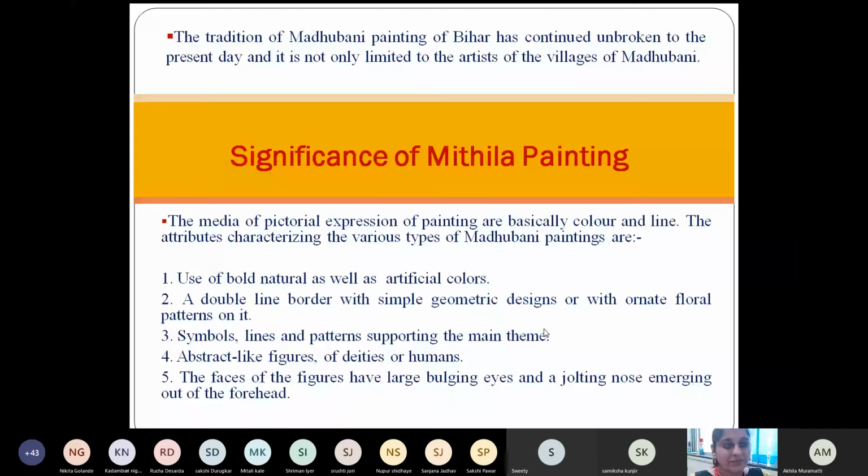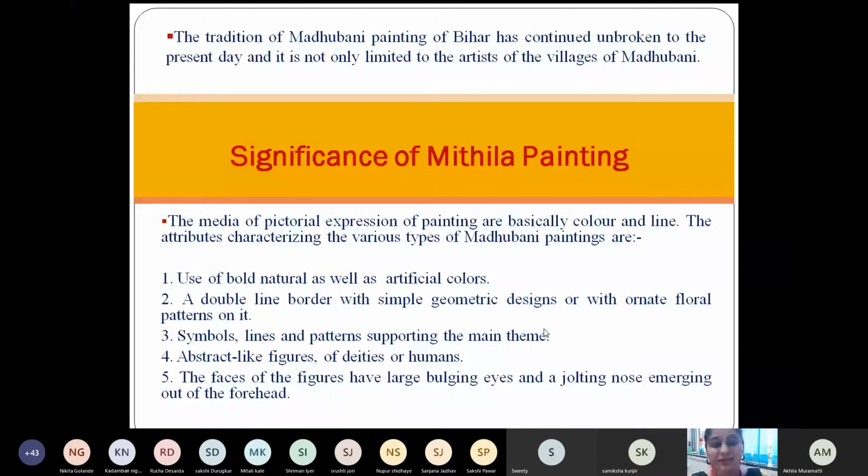Okay. The second thing that you can differentiate by is a double line border. Always the outline of these folk paintings is done with black. The color black is used as a border outline, and there is always a double lining. So the borders are very thick, very prominent, and then the other additional colors are filled within it.